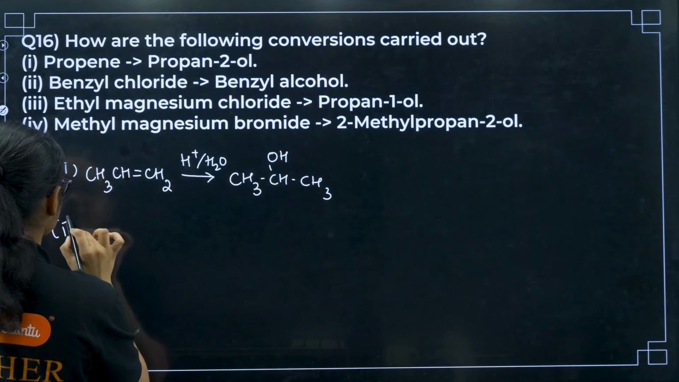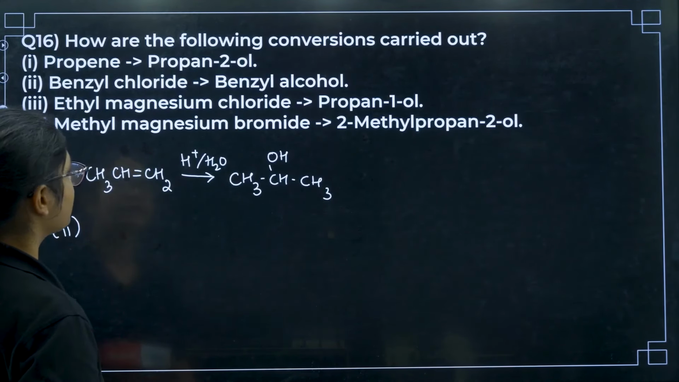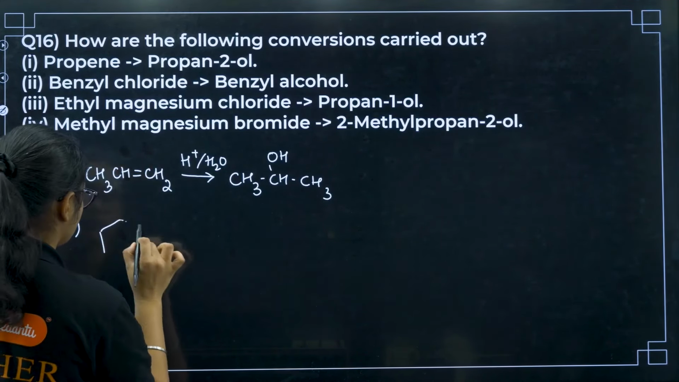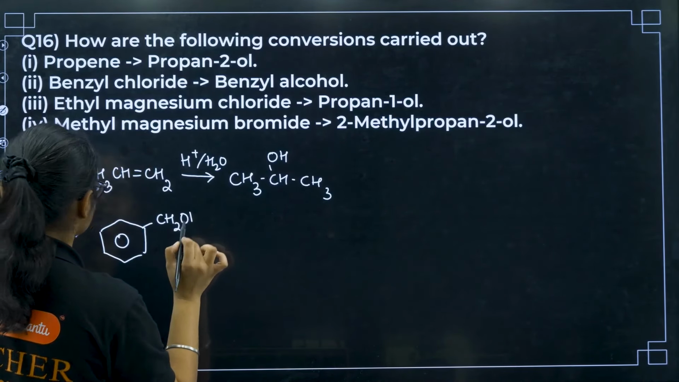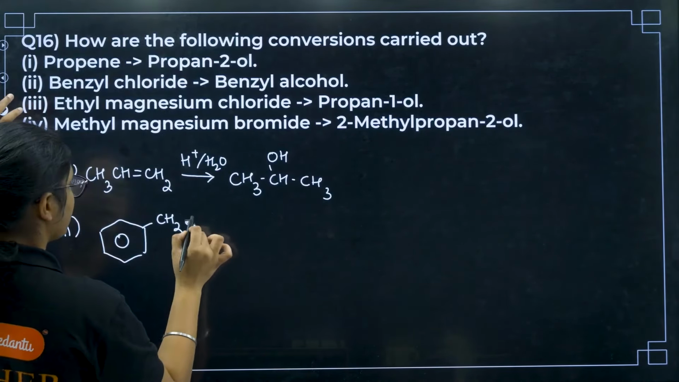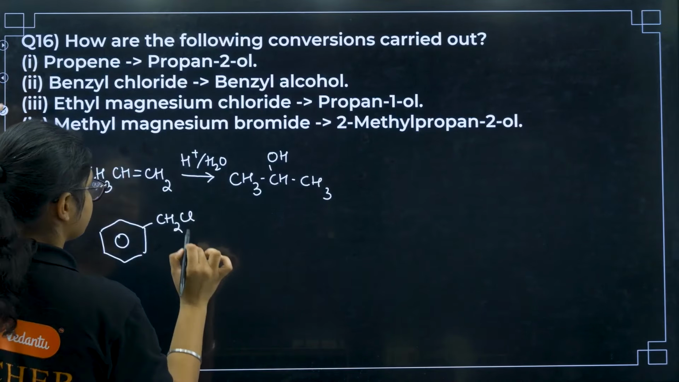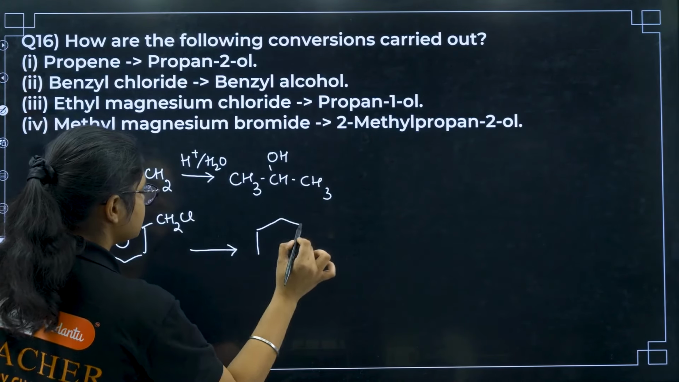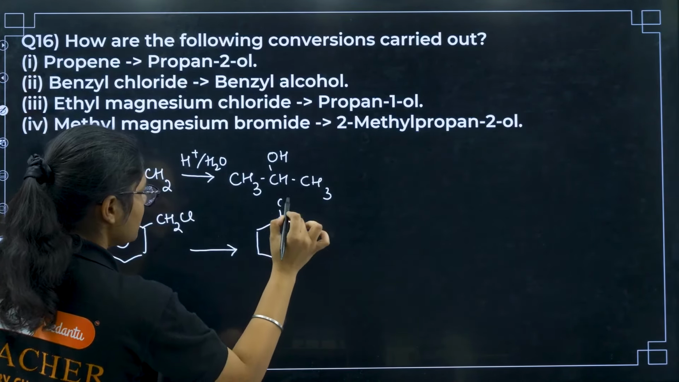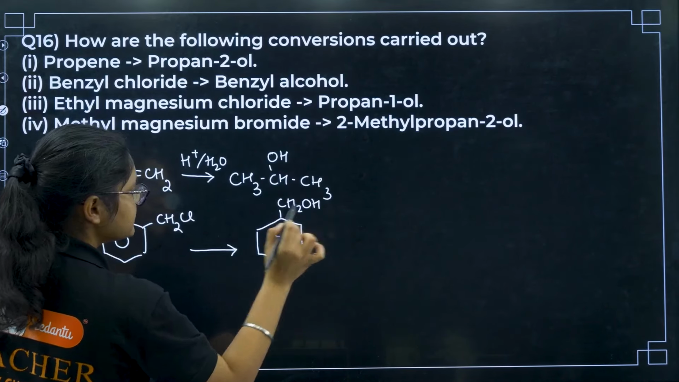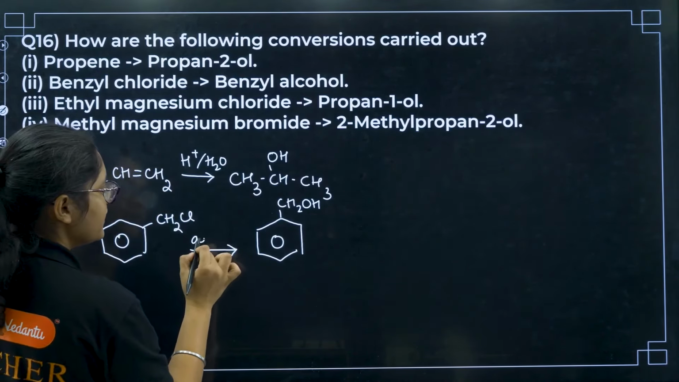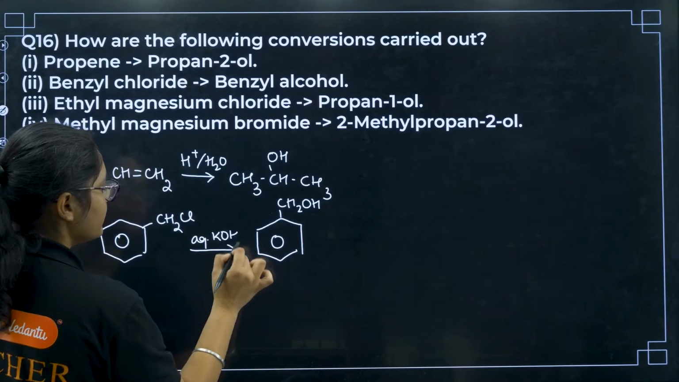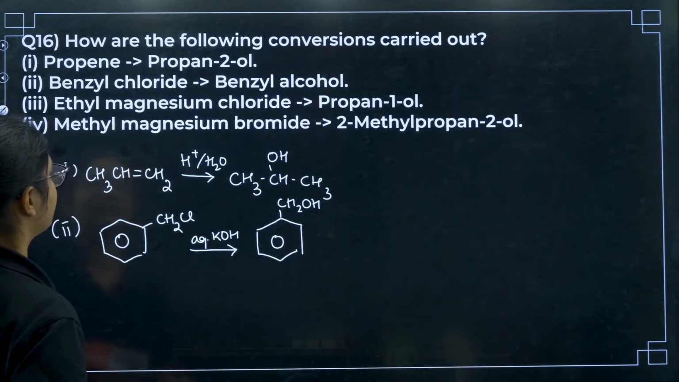The second one here is benzyl chloride to benzyl alcohol. Benzyl chloride is like this. We can see this chlorine is not attached to the ring, it is attached to the chain. So this can be easily substituted using aqueous KOH, nucleophilic substitution reaction.